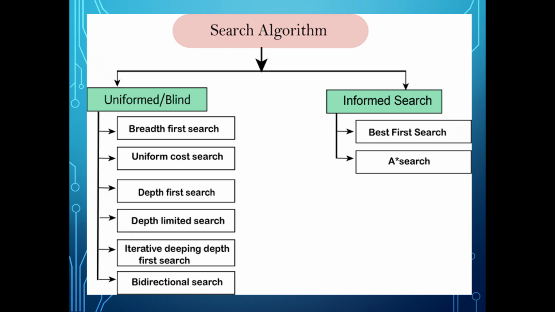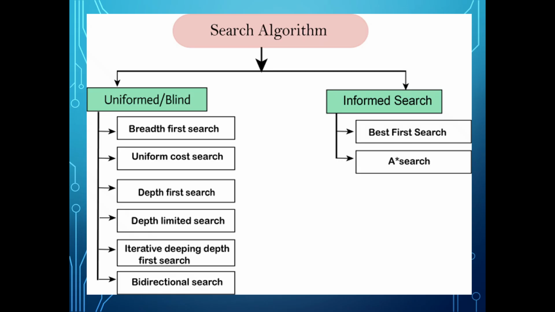Search algorithms are divided into two main types, uninformed search and informed search. Uninformed search does not use any extra information about the goal. It explores the search space blindly. Examples include breadth first search. It explores level by level.